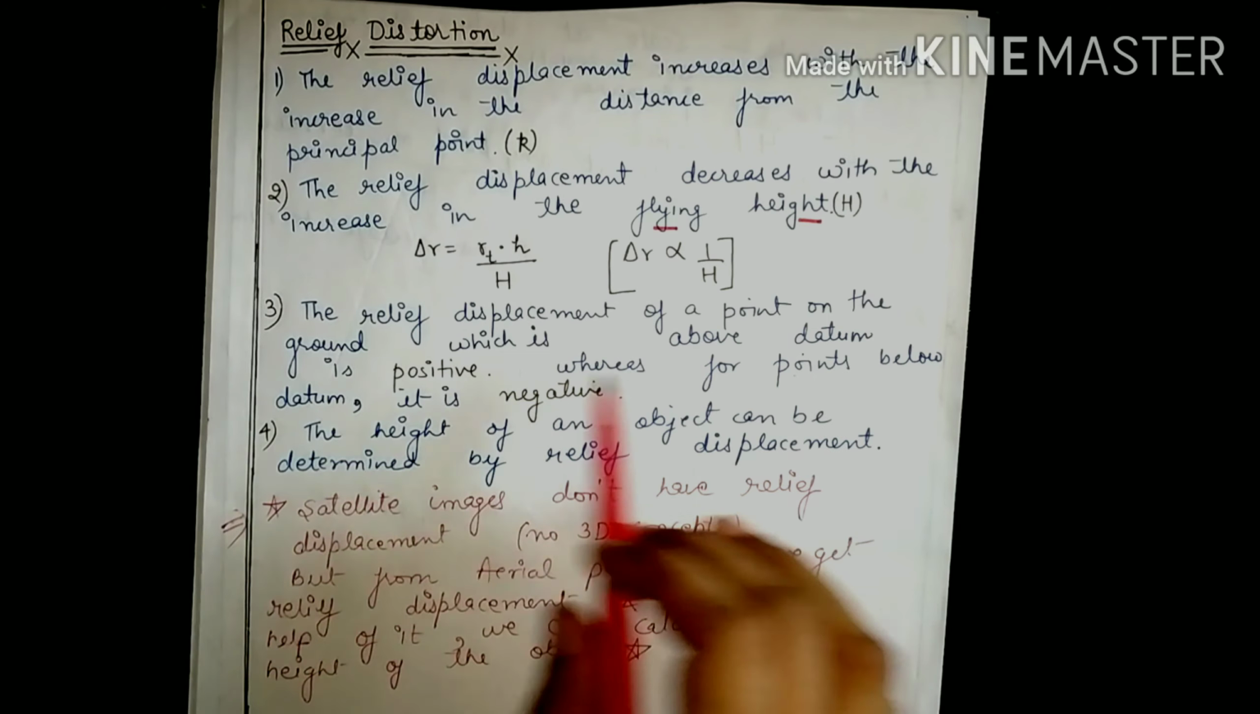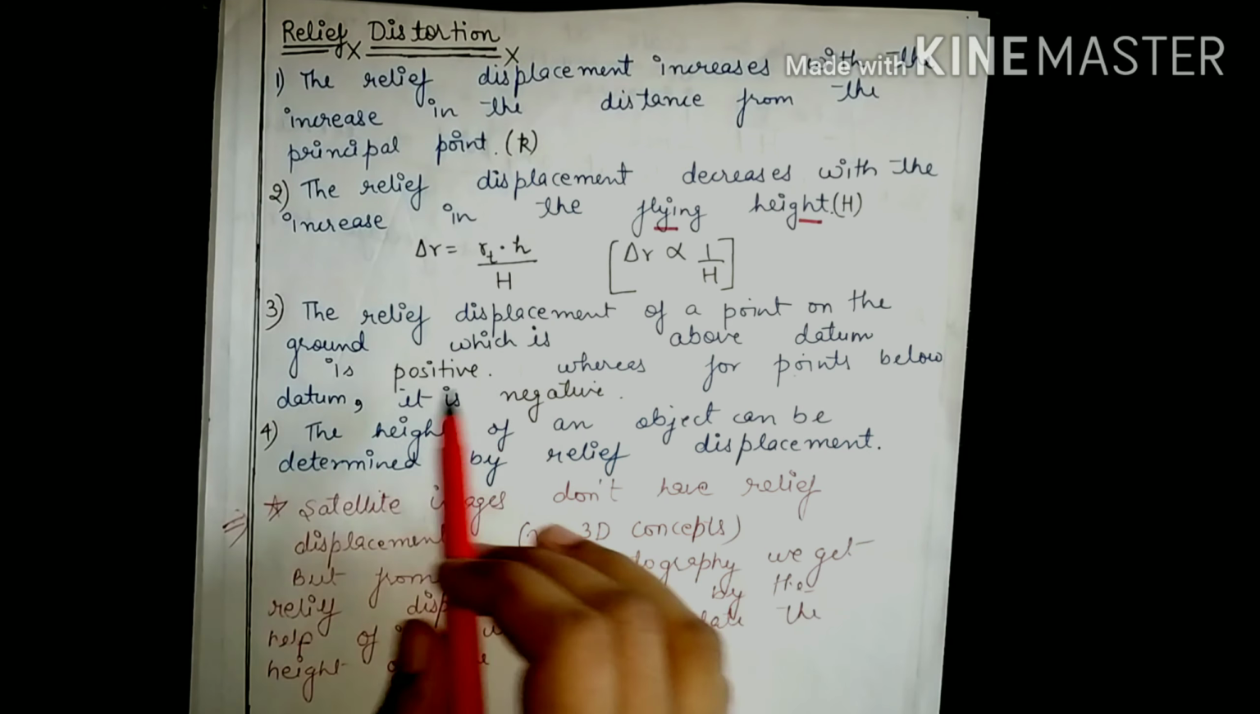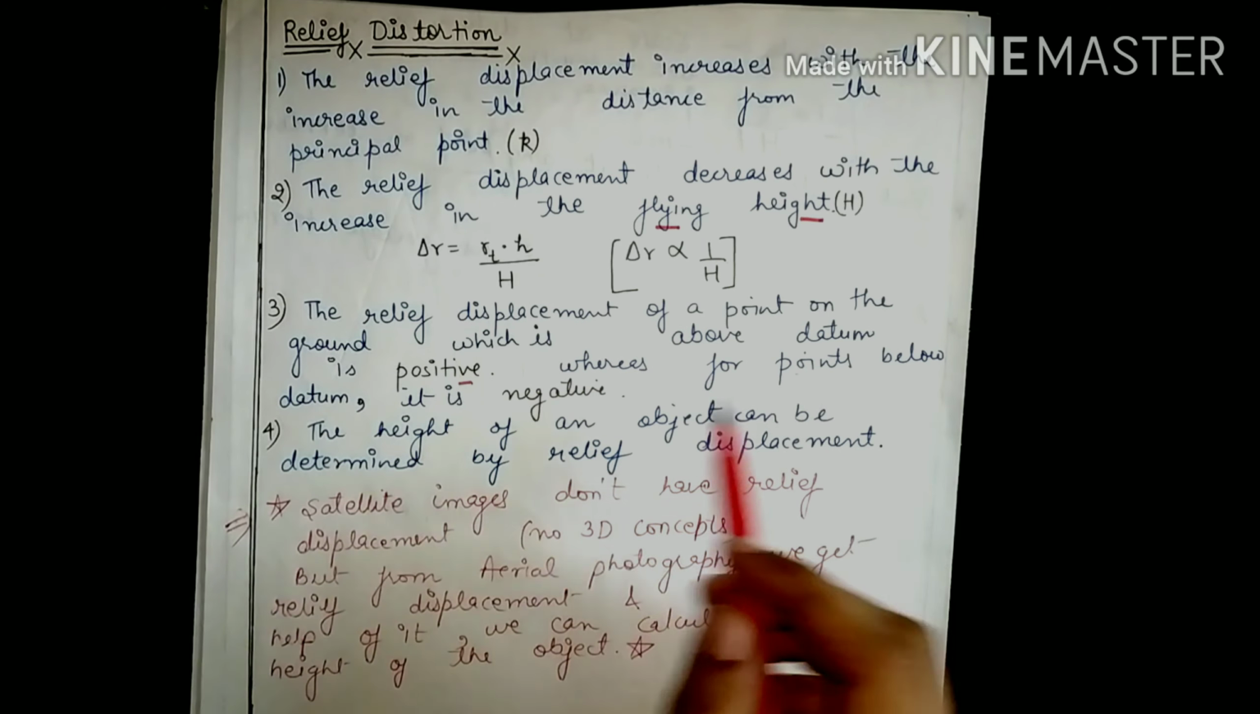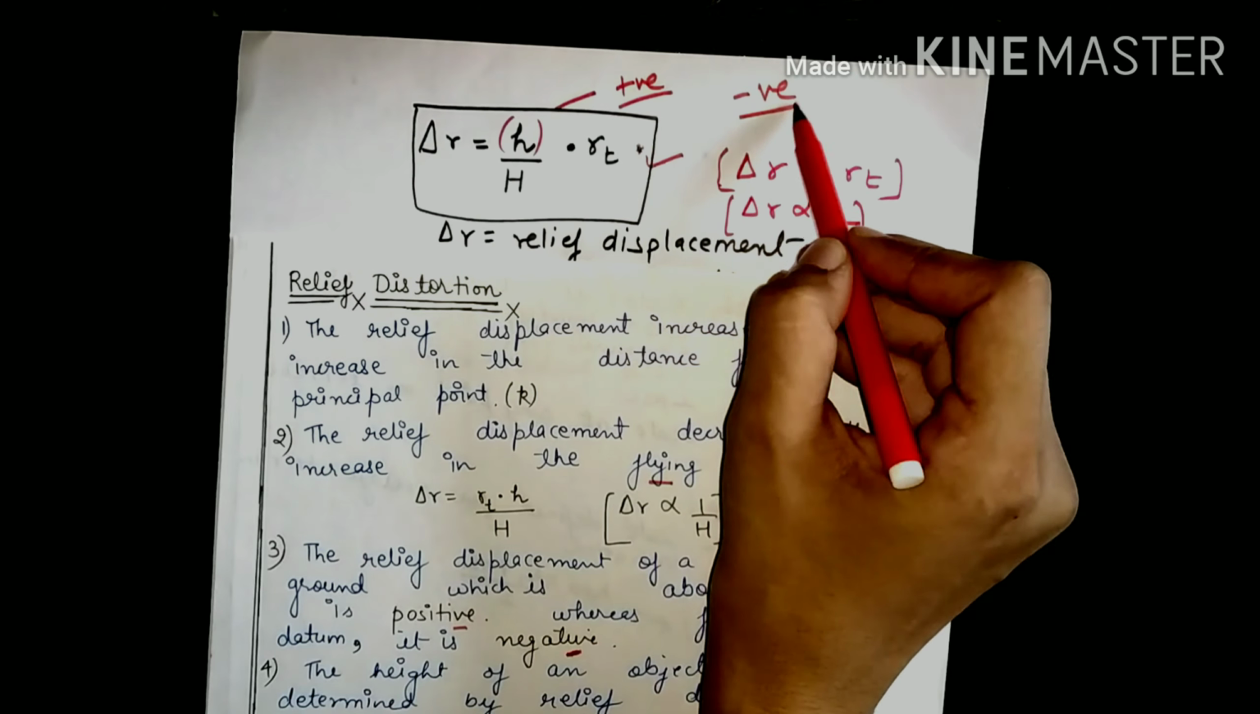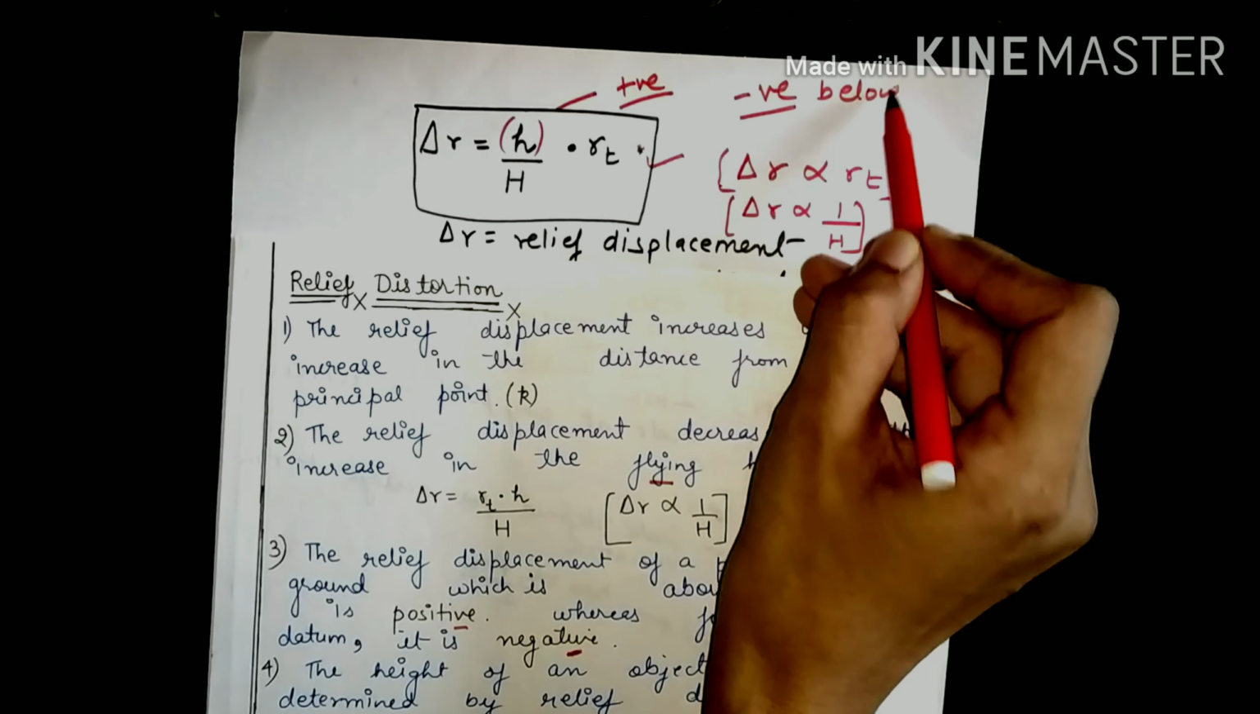Relief displacement of a point on the ground which is above datum is positive, whereas for a point below it is negative. Okay, if the point is above the datum, then it will be positive. If the point is below datum, then it will be negative. Because why? Because this h will be changed. This h will be positive above datum and negative below datum.